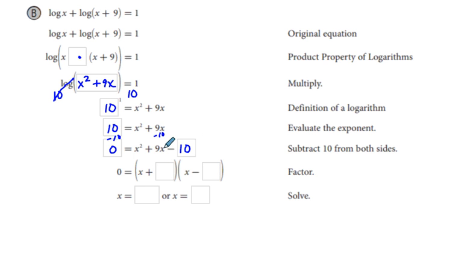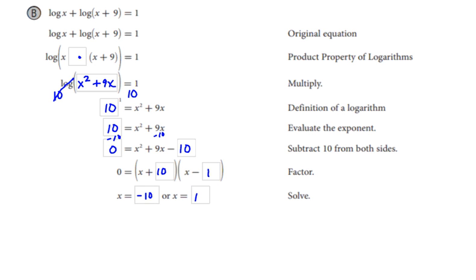And so, finding the factors of x squared plus 9x minus 10, what two numbers when multiplied together equal negative 10, but when added together equal 9? Well, those numbers are going to be 10 and 1. And so our solutions here are going to be x equals negative 10 or x equals 1. Anyway, those will be our solutions.